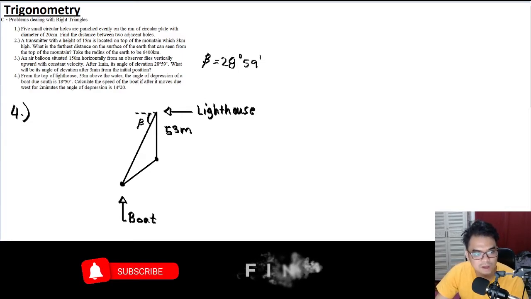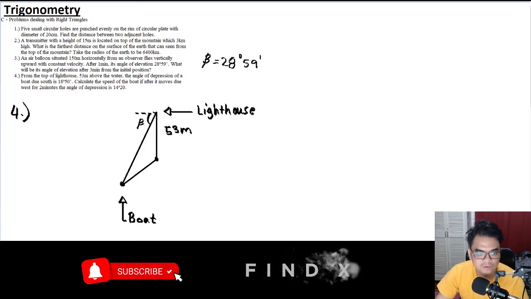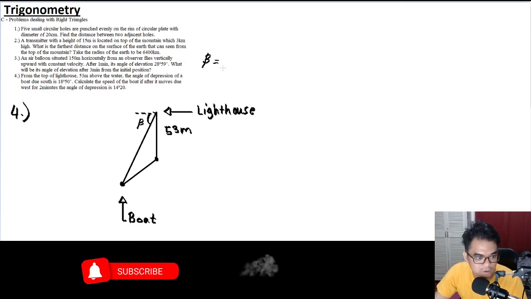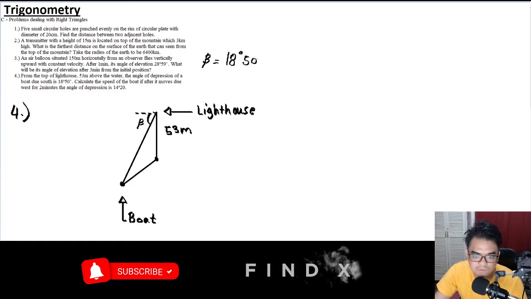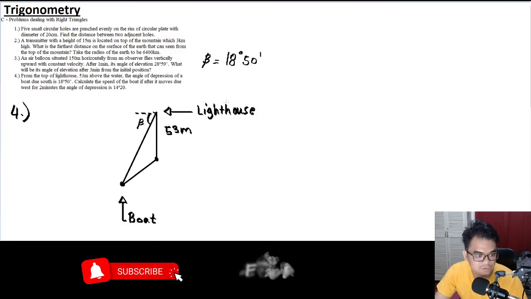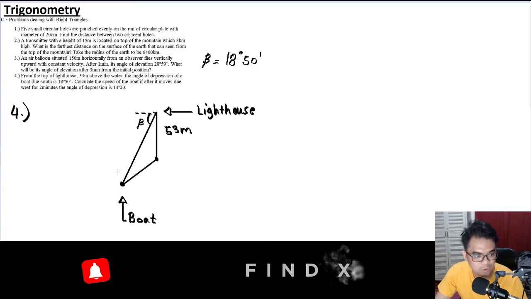So what will be its angle of elevation after 3 minutes? Sorry. No, it's not. Sorry, I'm looking at number 3. It should be number 4. Due south is 18 degrees, 50 minutes. Okay, sorry about that. So calculate the speed of the boat after it moves due west for 2 minutes. So due west, it should be going west. So it should be going left, right?